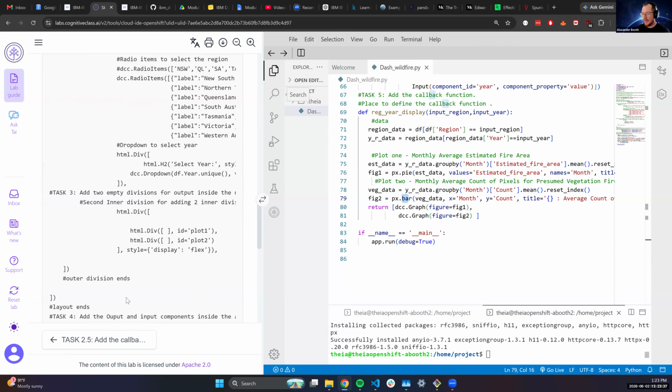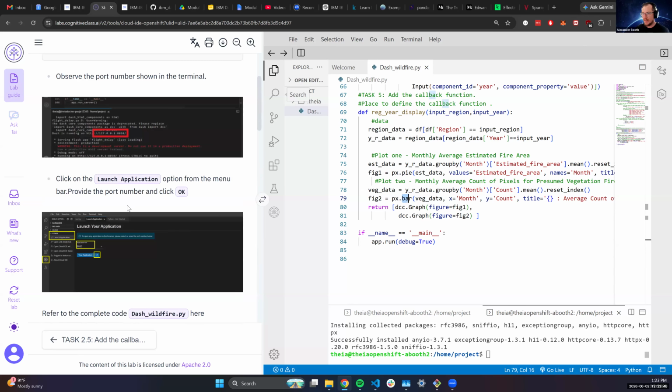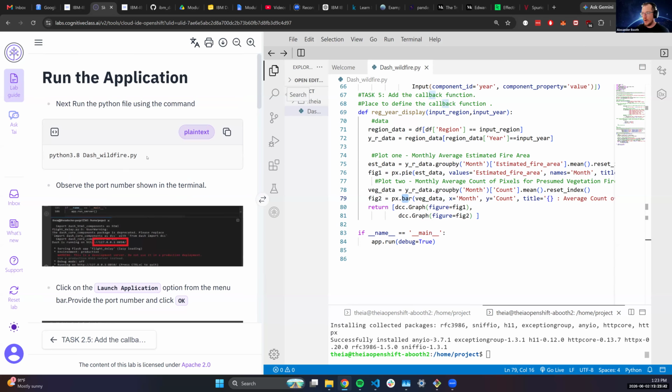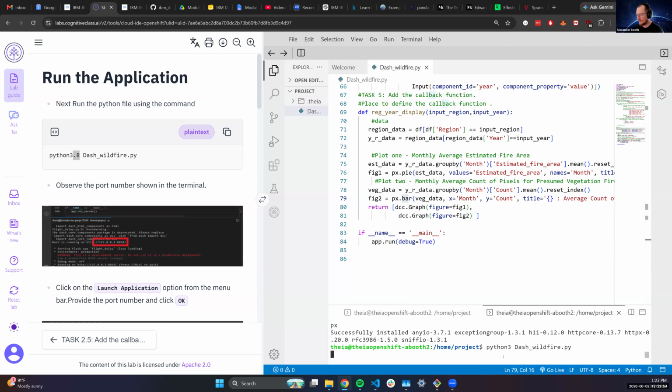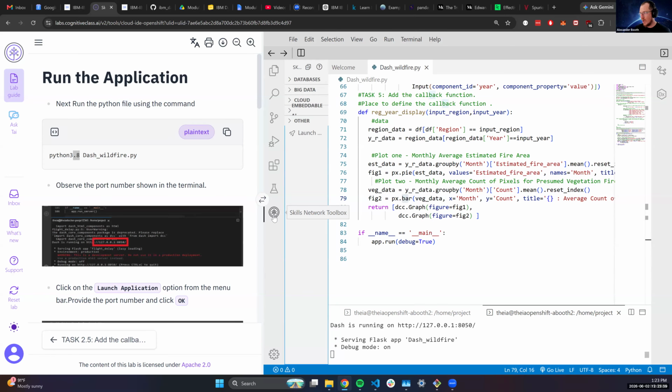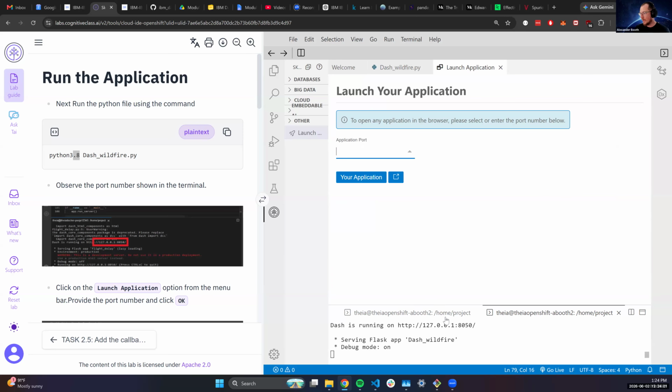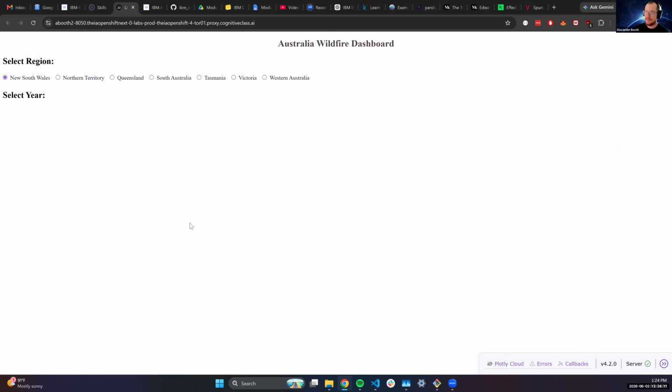All right, so let's go ahead and run the application. To run the application, all we have to do is run the file. Again, get rid of the 3.8, so it'll only be python3 wildfire.py, which is the name of the file. To open this, we're going to click on this icon down here to launch the application, and we're running on 8050. So 8050, open this in a new tab, and magic.